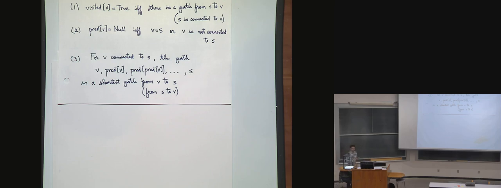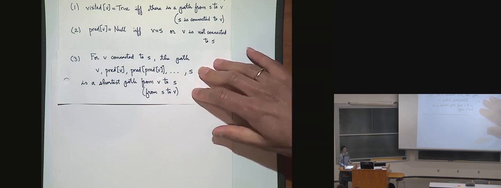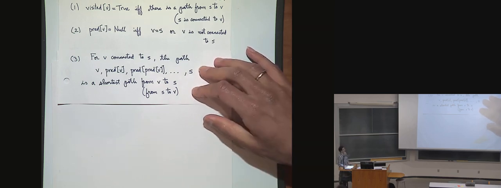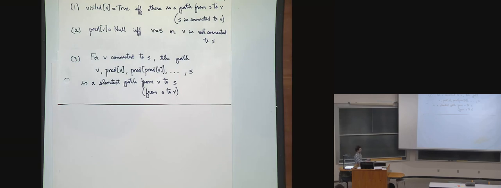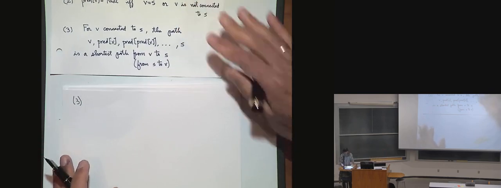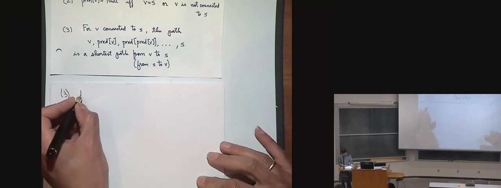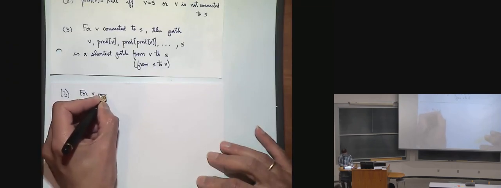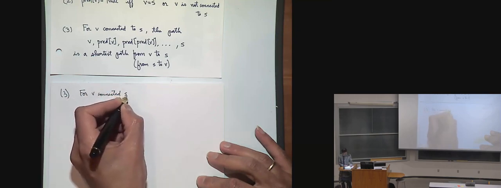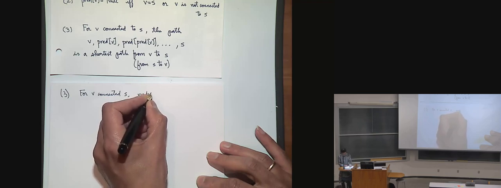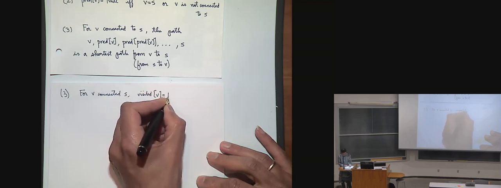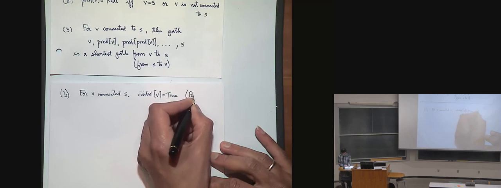Okay, so let's continue. So I want to prove this third part, which is that for V connected to S, the path V, predecessor of V, predecessor of predecessor of V, and so on and so forth, is the shortest path. So let me just do some setup, and I'll say for V connected to S, visited V is true, and this is by part 1.